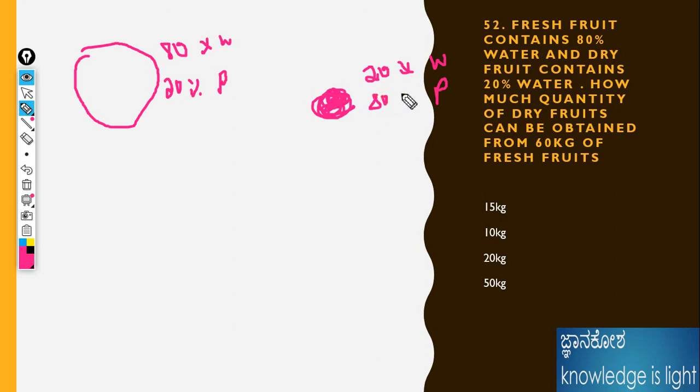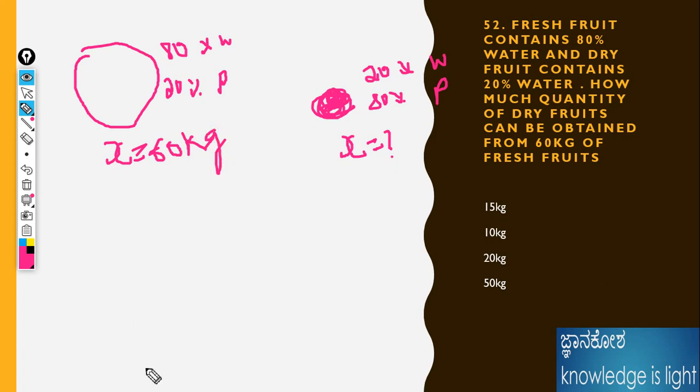What is the question? How much dry fruit can be obtained? They were asking the quantity. We don't know the exact weight of the dry fruit. Were they given the fresh fruit? Yes, of course, they gave the weight of 60 kg of fresh fruit. Fine.